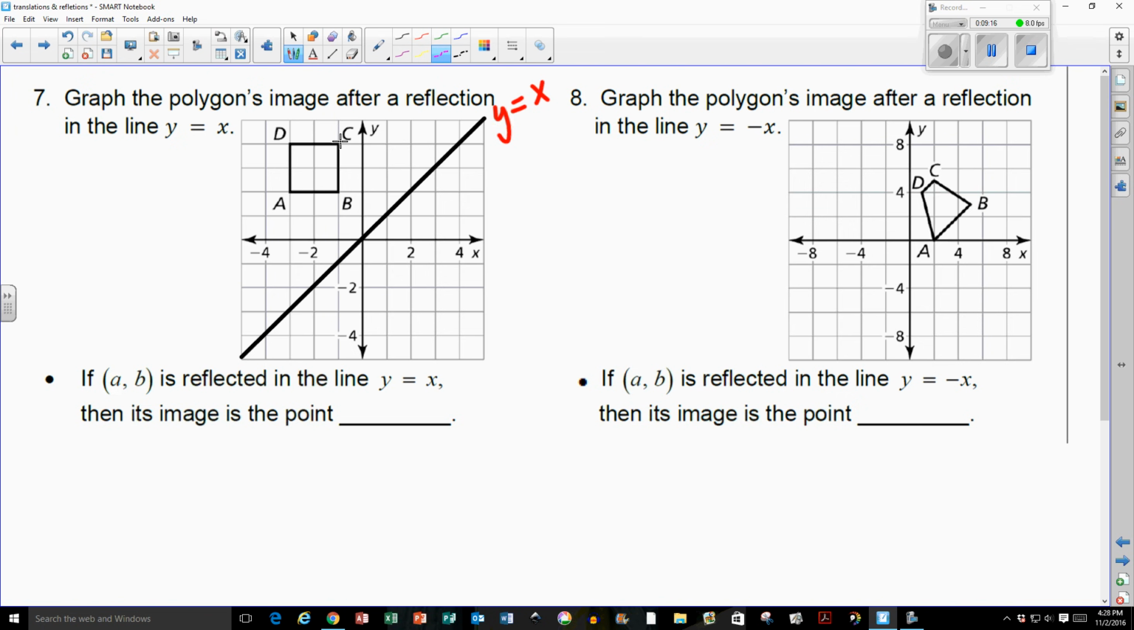So y equals x. The easiest way to do these is if you pick a point, and what you want to do is draw a horizontal line from that point to this. Oh, that is way too big. Let's get rid of that one. I don't like that one. Delete. Okay, so we're going to draw a horizontal line.